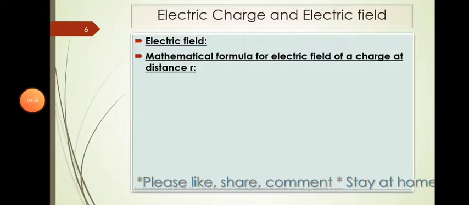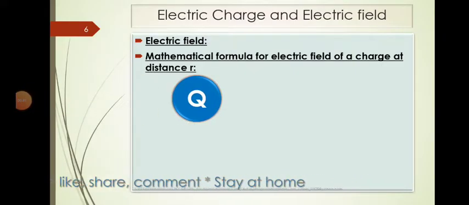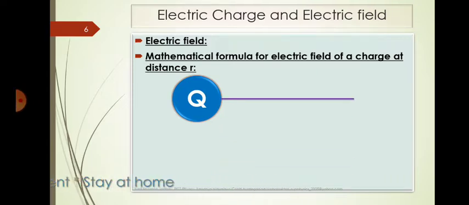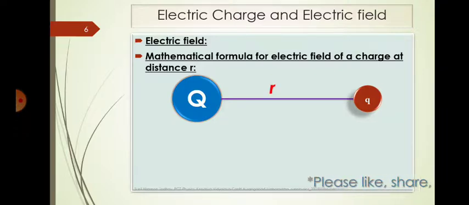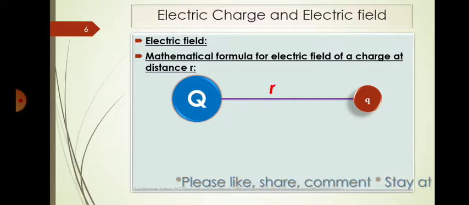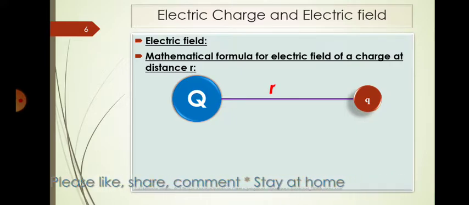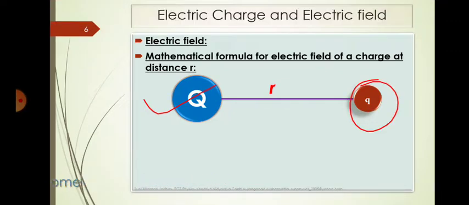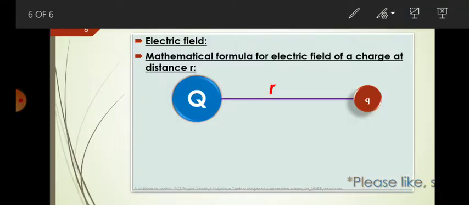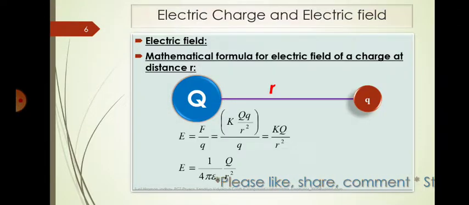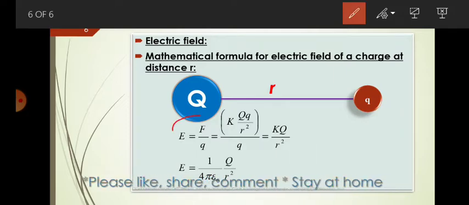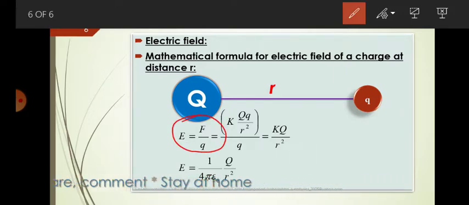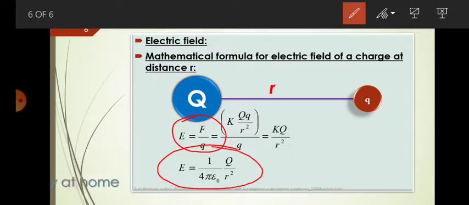In our previous video we have seen that if we have a plus capital Q charge, and in the vicinity of this charge at a distance small r there is a charge small plus q, let us call it a test charge. So we have seen that the electric field of capital Q at this point was found, by using the definition, to be E is equal to F upon q, and ultimately we got the formula E is equal to 1 upon 4 pi epsilon 0 Q upon r square.